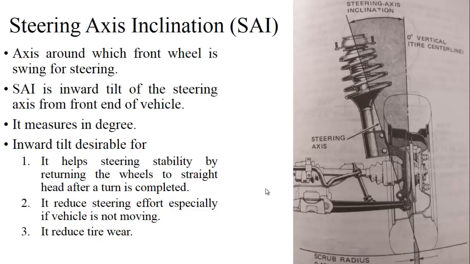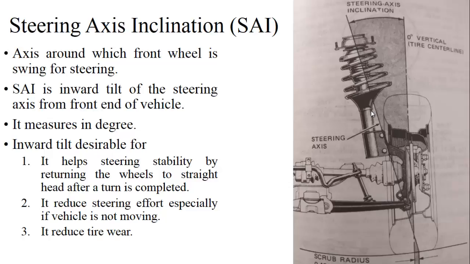Today I am going to explain the steering axis inclination. So what is the steering axis inclination? Before that I have to explain the steering axis. The first two words. It is the axis about which the front wheel of a vehicle rotates whenever the vehicle takes a turn.